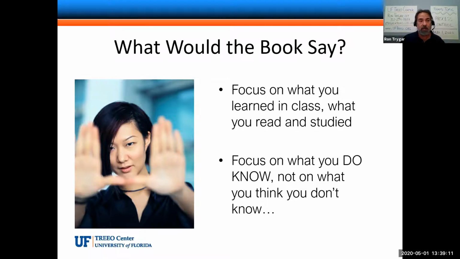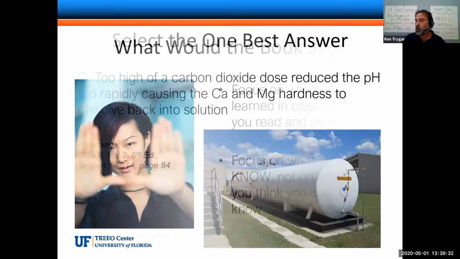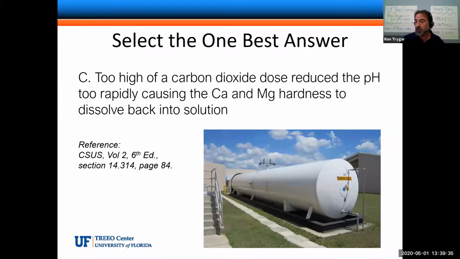Focus on the fact that you know that as lime is added to the water, the pH is going to rise. And if we add CO2 to the water, the pH is going to decrease because it makes a weak acid called carbonic acid. So don't try to focus on what you think you don't know. Just because you might not work in that type of plant doesn't mean you can't answer this question. So the one best answer is actually letter C.